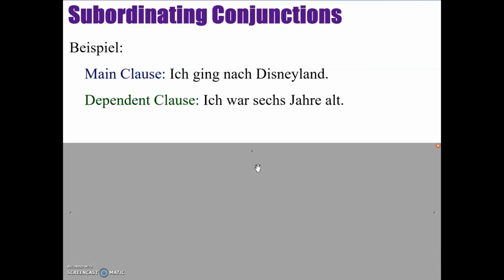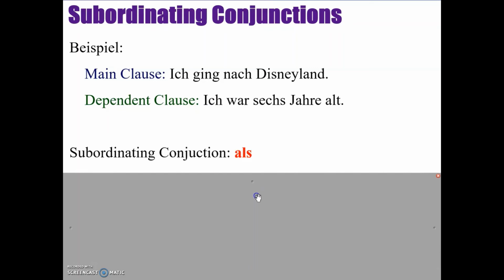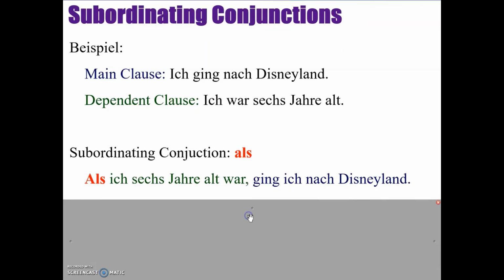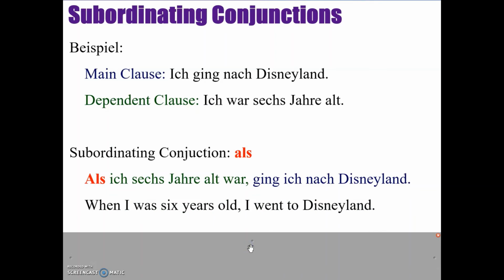Our dependent clause, if I just said I was 6 years old, people might be like, yeah, so I was 6 years old once too. It's dependent on I went to Disneyland, for example, when I was 6 years old. So, als ich 6 Jahre alt war, ging ich nach Disneyland. When I was 6 years old, I went to Disneyland.